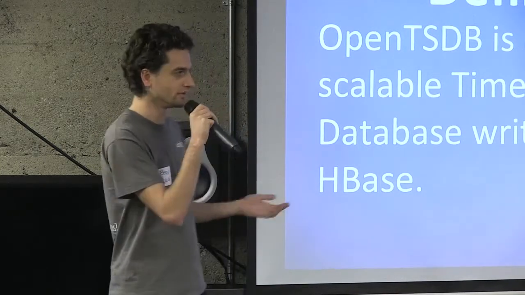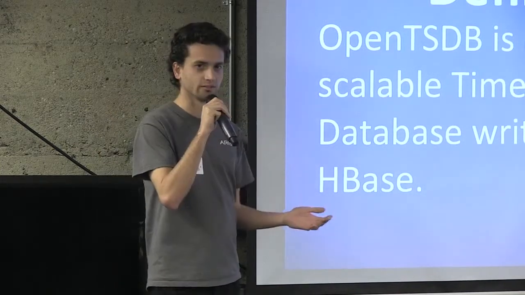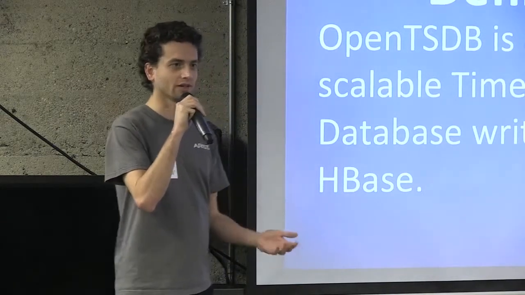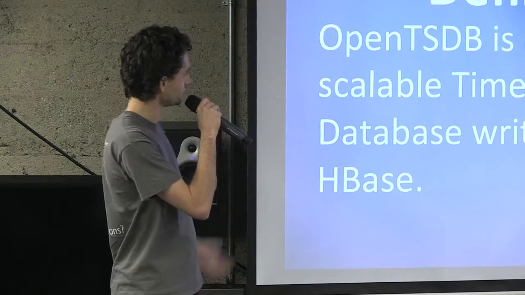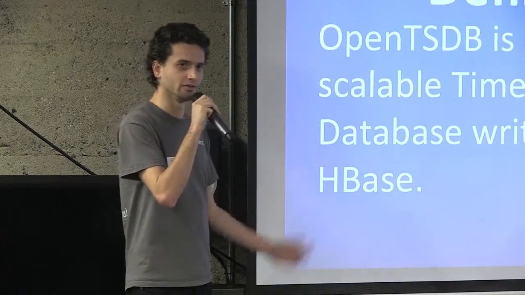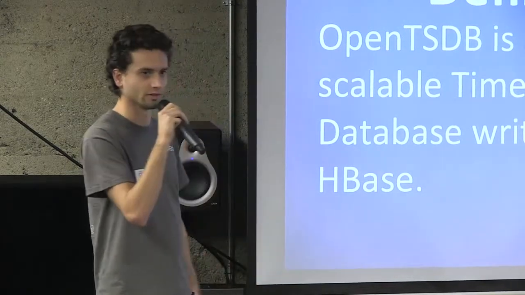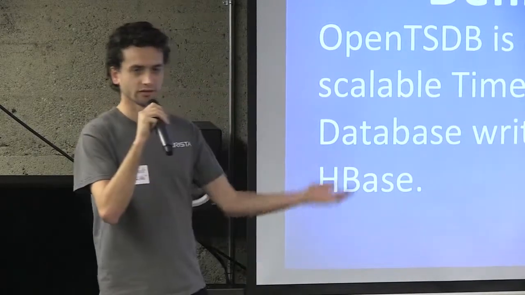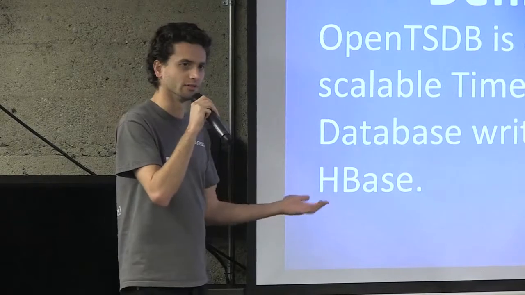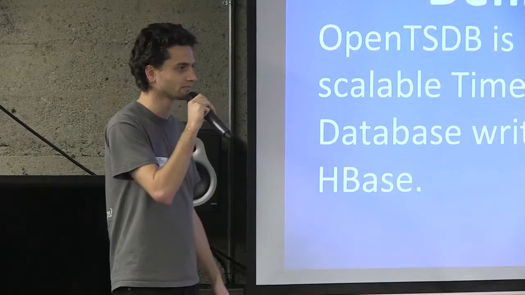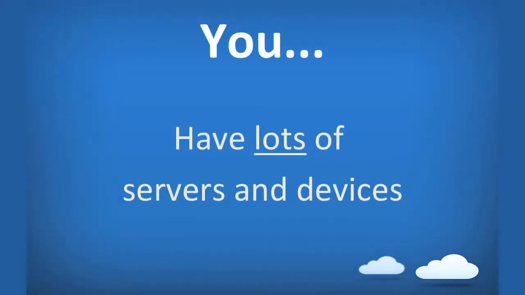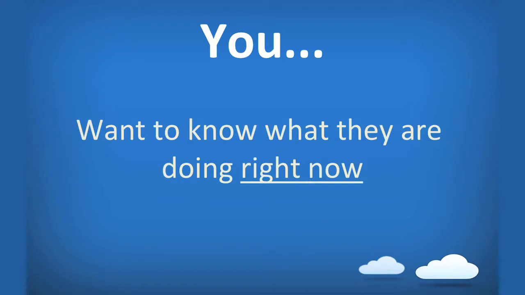And OpenTSDB is a distributed storage system that makes it really cheap to store lots and lots of time series data and get it back. It's written on top of HBase. HBase is a distributed NoSQL data store modeled after BigTable at Google. It scales really well, so you can add tons of servers and it will help you scale your storage system. We have a couple of assumptions: that you have lots of servers and devices, and we'll let you define lots, and you want to know what they're doing.